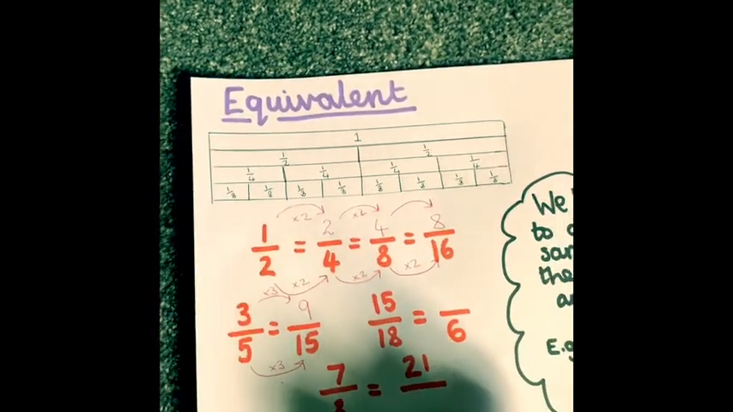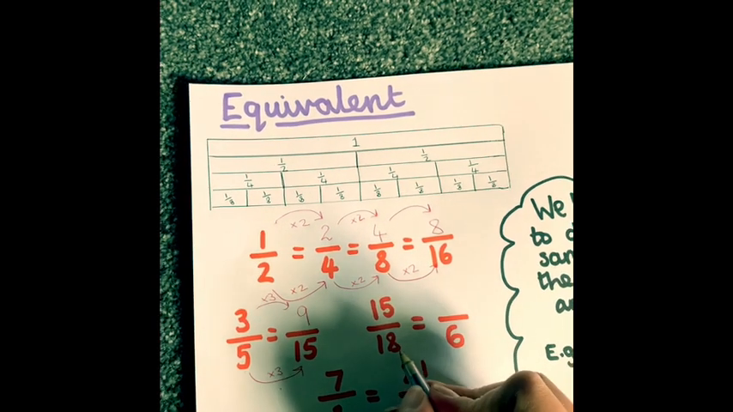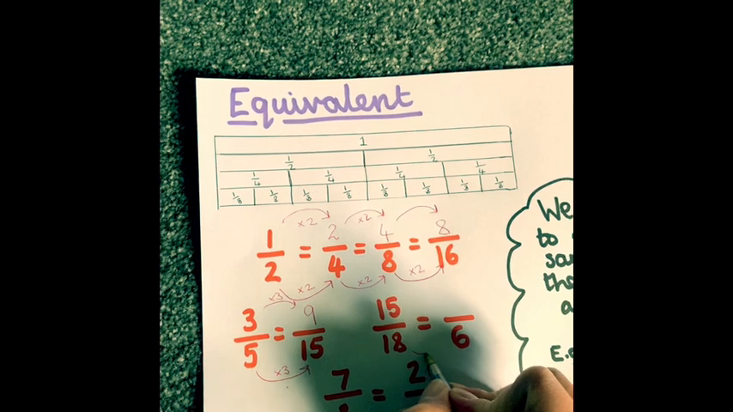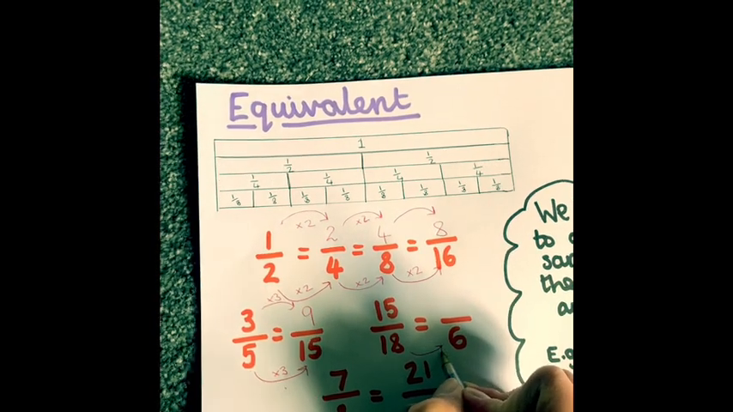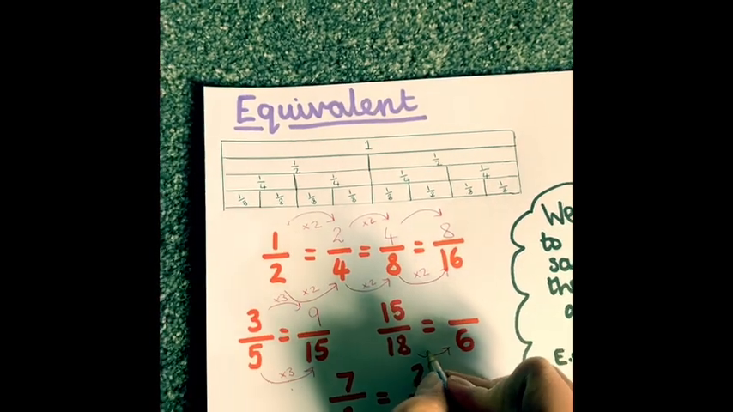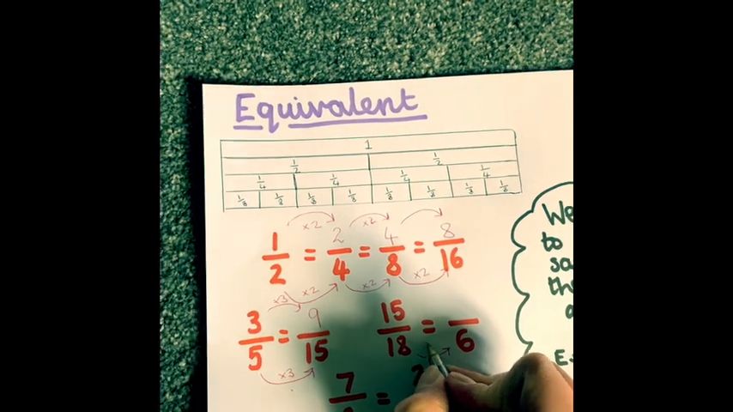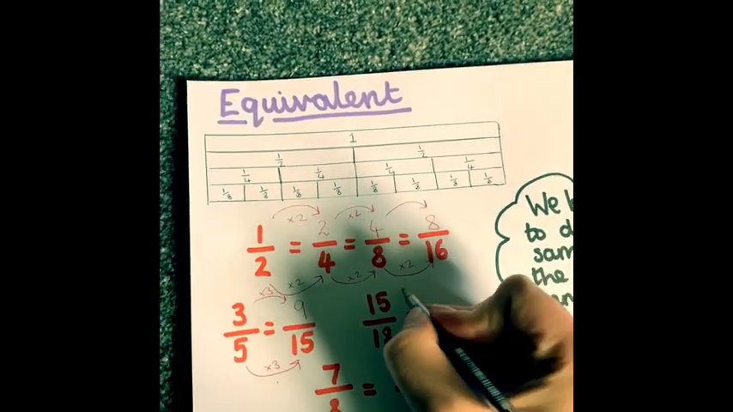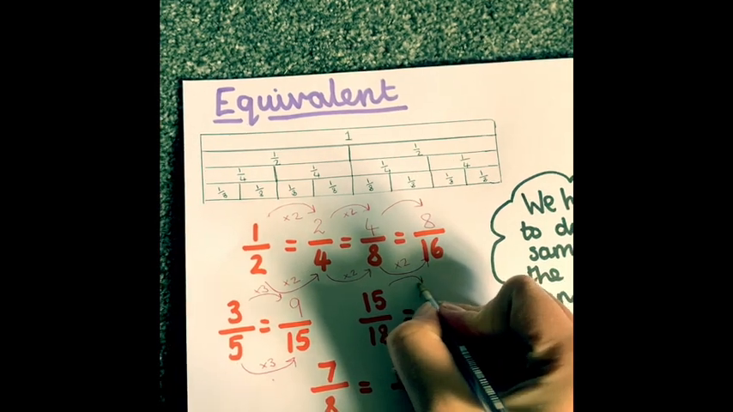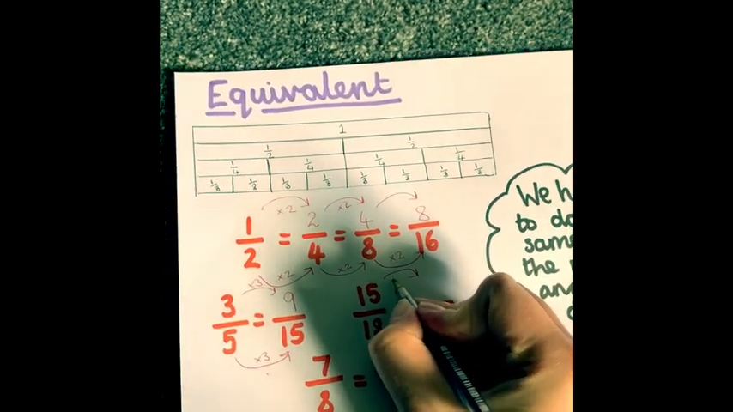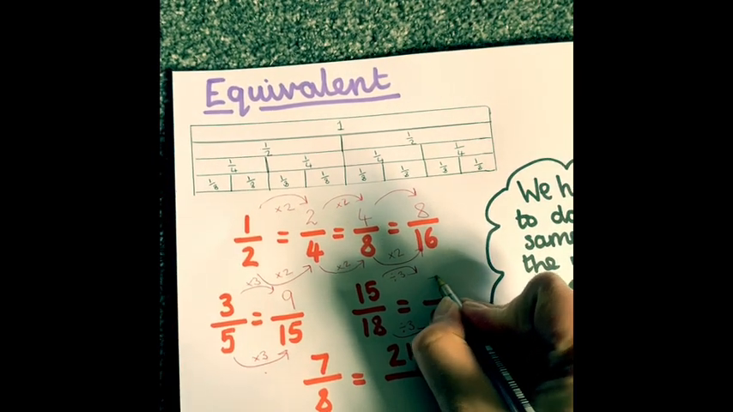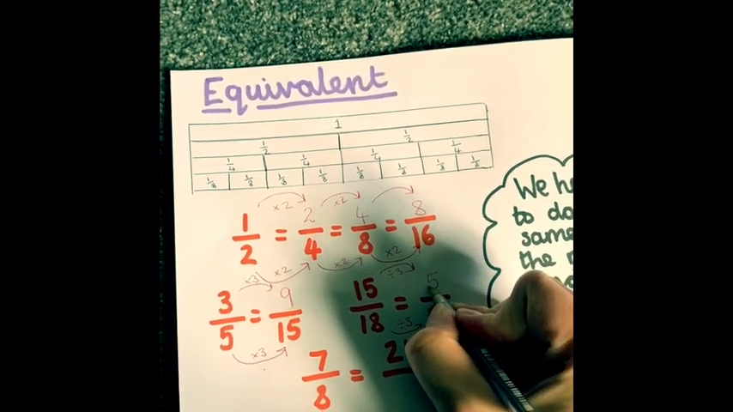Then I look at the next one. I've got 15/18 and I've got something over 6. You may think, oh, the number's too small. It doesn't matter. We don't have to always times. We can always divide if we need to. So 18 and 6, I know I need 3 6s to get to 18, so I've got to divide this time by 3. So then I look at my numerator. My numerator is 15. So 15 divided by 3 is 5. 15/18 is the same as 5/6.